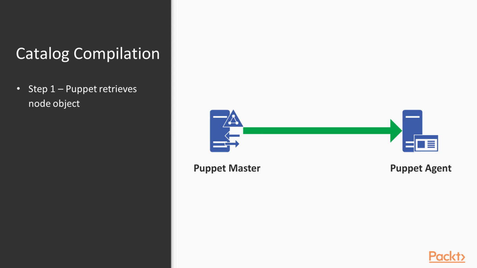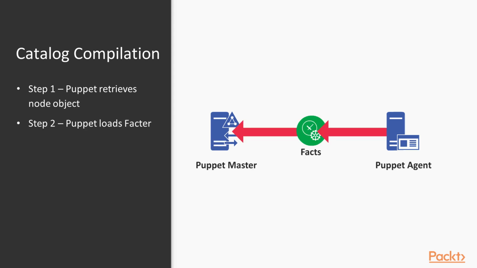In step 1, the Puppet master retrieves the node object. Once the Puppet master has the agent-provided information for this request, it asks its configured node terminus for a node object. By default, Puppet Master uses the plain node terminus, which just returns a blank node object. This results in only manifest and agent-provided information being used in the compilation.